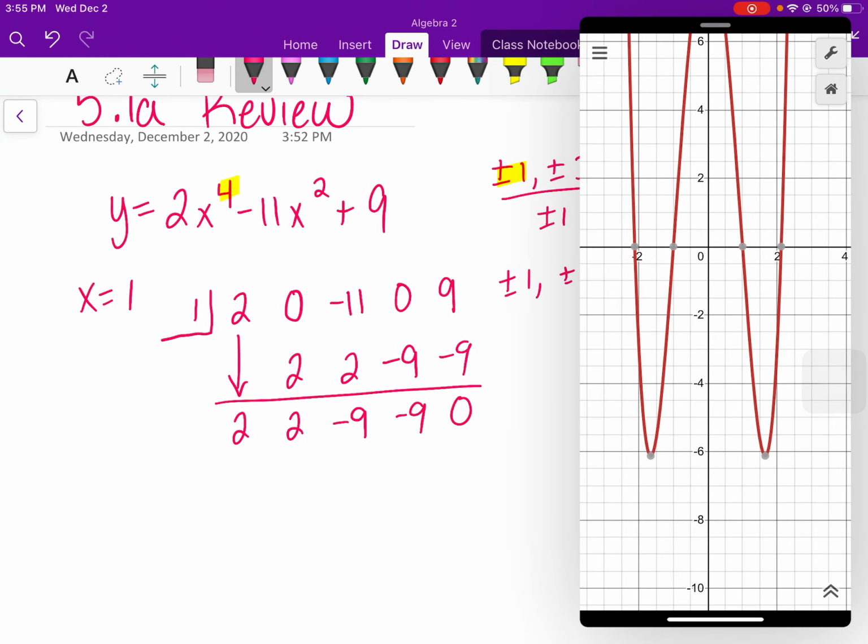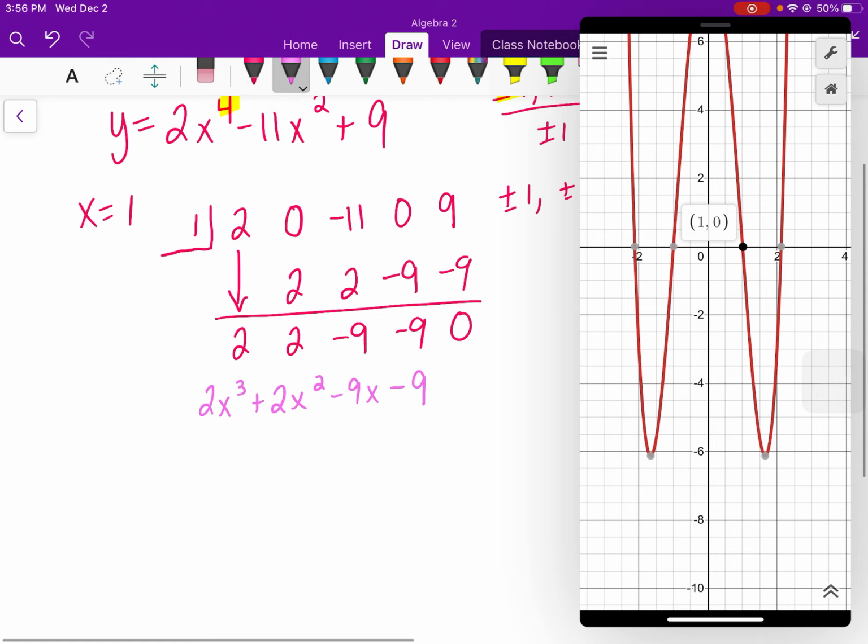If in fact this is an x-intercept, which it is because I can see on the graph, when you plug it in for synthetic substitution, you should get 0 as your remainder. There should be no remainder because it is a solution. It should factor into it evenly. So from here, it was quartic, so now this is a cubic function, 2x cubed plus 2x squared minus 9x minus 9.